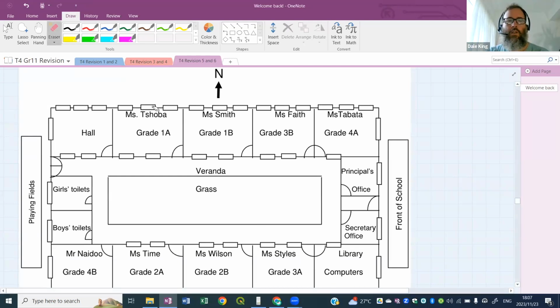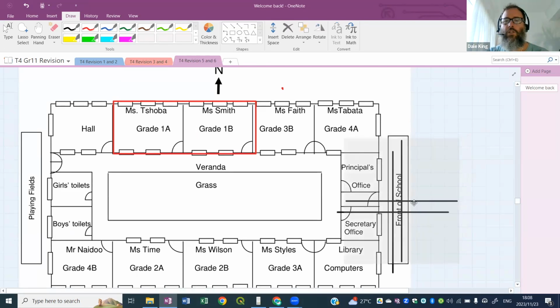But Lisa is in grade 1. So it must be one of these two classrooms here. So we've got grade 1A and 1B there. So which side of the school are her classrooms? North, northwest. Yeah, so the question is, where do we put our compass? Because we've got to have a compass somewhere. Now, it's not saying what direction from the front of the school. It's just saying which side of the school.